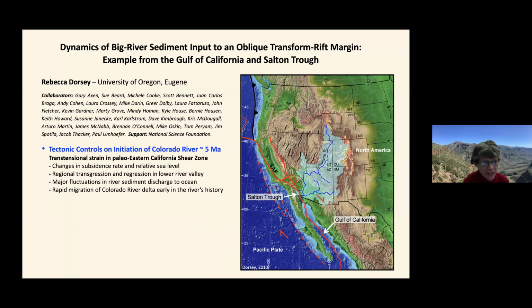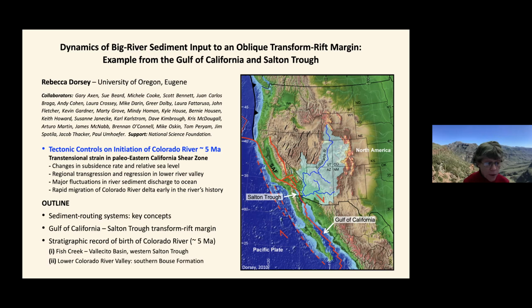And so today I'm going to present evidence for tectonic controls on initiation of the Colorado River about 5 million years ago. And I really want to emphasize the role and importance of transtensional strain in the Paleo-Eastern California shear zone, which caused changes in subsidence rate and regional transgression and regression in the lower river valley. Transtensional strain influenced major fluctuations in river sediment discharge, which then resulted in rapid back and forth migration of the Colorado River Delta early in the river's history.